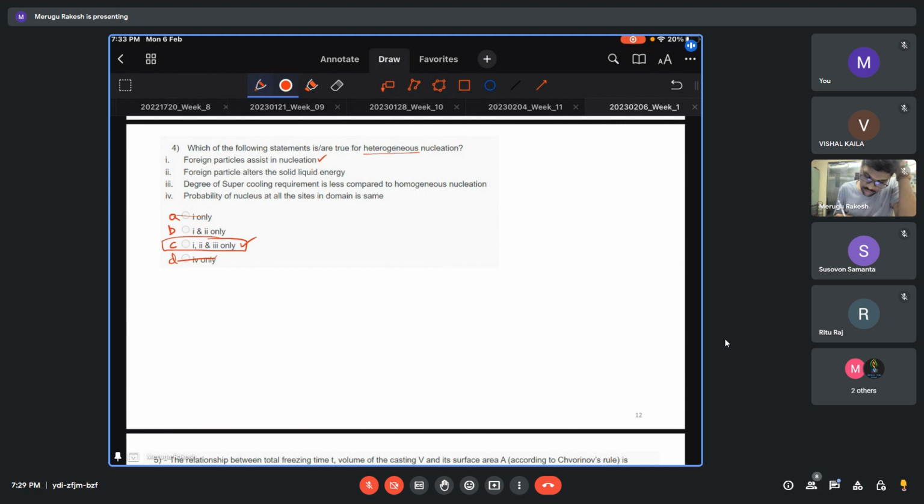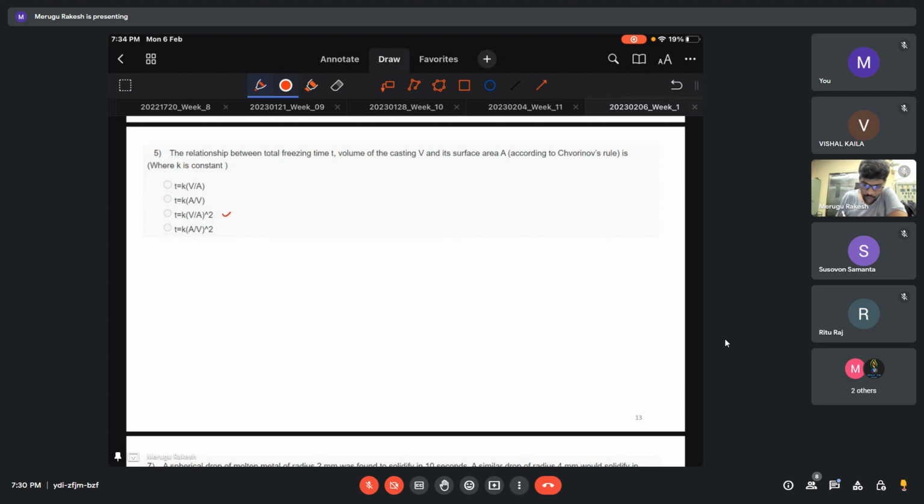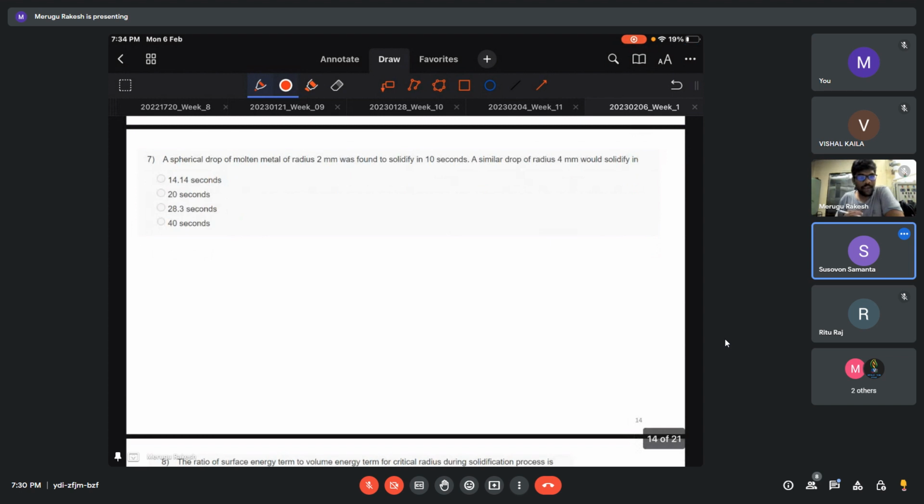And fourth one, probability of nucleus at all the site domain is same. So this is true for, as someone already pointed out, homogeneous nucleation. I think this is straightforward. The answer is C. Thanks. Next question.